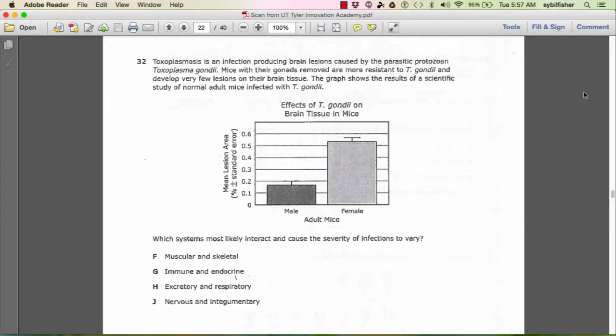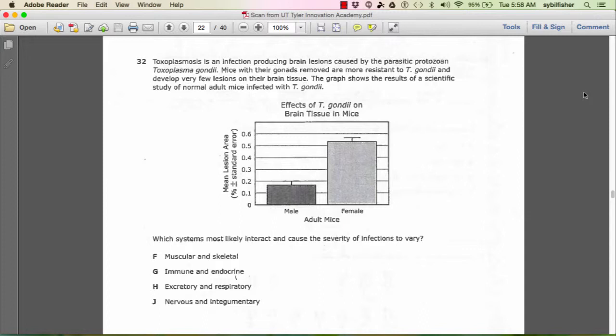Number 32. Toxoplasmosis is an infection producing brain lesions caused by the parasitic protozoan Toxoplasma gondii. Mice with their gonads removed are more resistant to T. gondii and develop very few lesions on their brain tissue. The graph shows the results of a scientific study of normal adult mice infected with T. gondii. Looking at the chart.